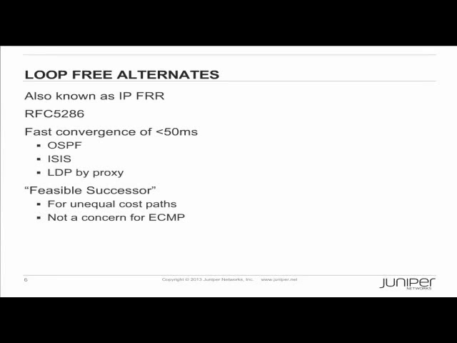So if you have a lot of equal cost multipath links in your network, loop-free alternates doesn't really buy you anything, but if you have a lot of unequal costs, then loop-free alternates is a great addition to OSPF or ISIS to speed convergence.